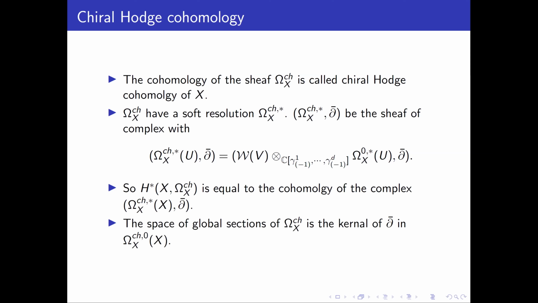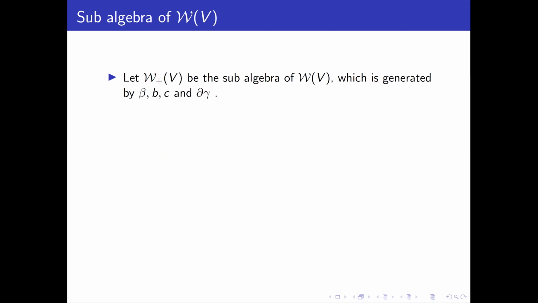Okay, now the space of global sections of this sheaf will be the kernel of D bar in degree 0. Now, to describe the global sections on a compact Calabi-Yau manifold, let me introduce a subalgebra of the beta gamma BC system. Let W plus V be the subalgebra of WV, the beta gamma BC system, which is generated by beta, B, C, and D gamma.